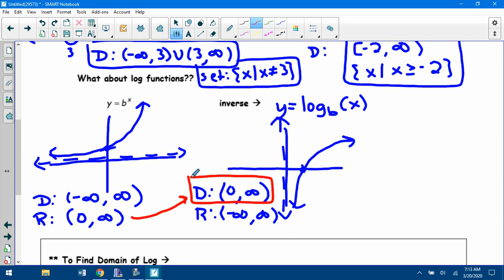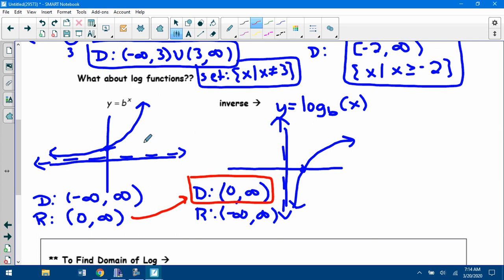The important thing here is the domain. The domain of a log is 0 to infinity, but not including 0. I can't put 0 inside a log, and that should make sense, because if I have a base, raised to what power is going to give you 0? Nothing.